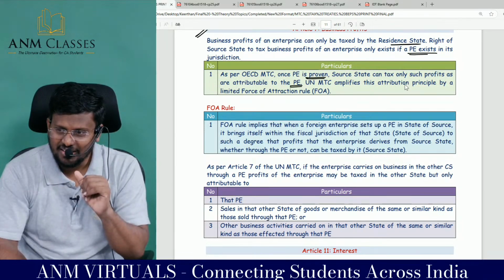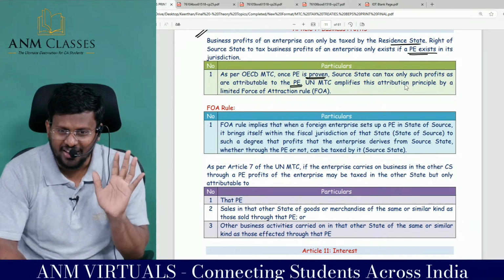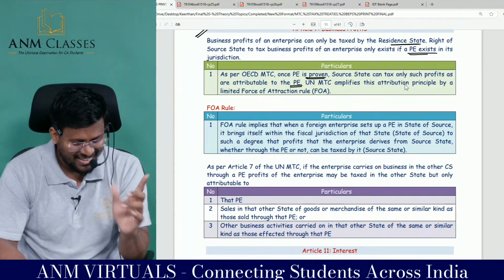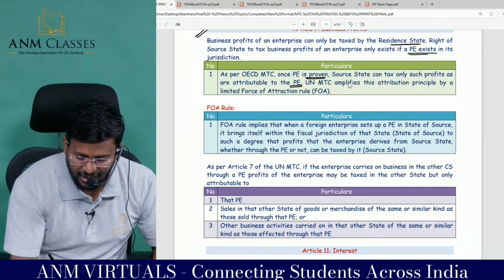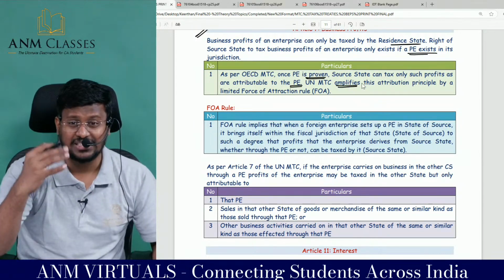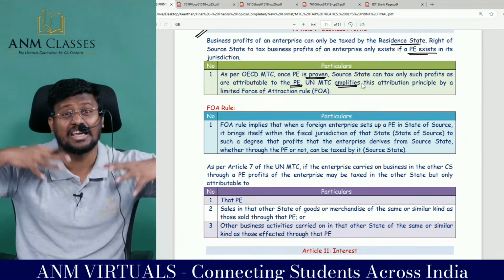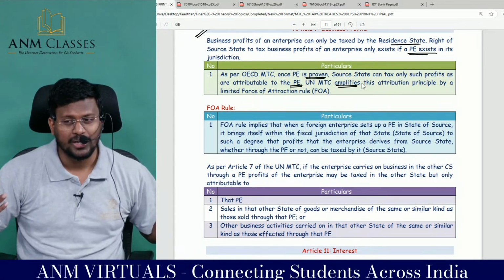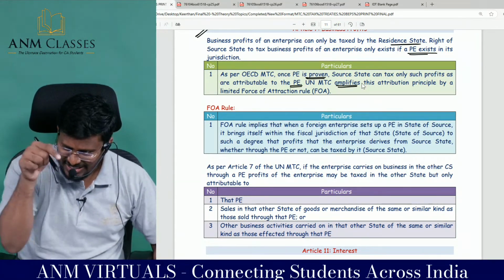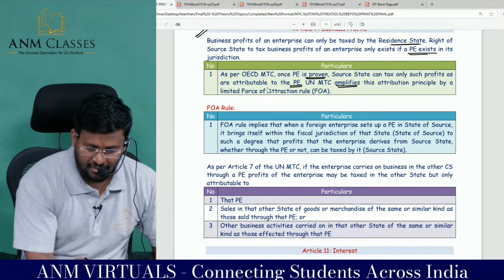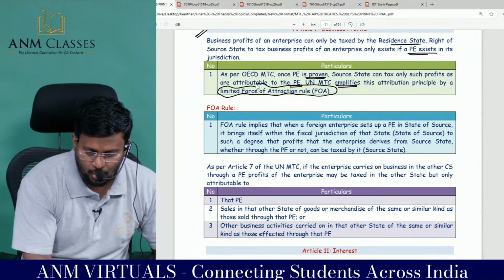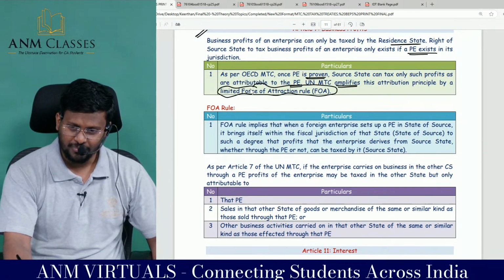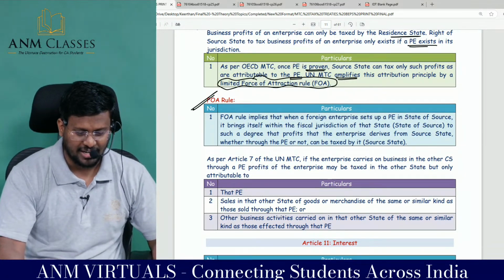They said that we are not happy if you pay tax only on profits attributable to the PE. That's what the UN model tax convention amplifies. Amplifier means which will increase the sound. So they increase the scope. Who increased the scope? UN. This attribution principle, by a limited force of attraction rule. They brought one rule called limited force of attraction. This is what the force of attraction rule is.